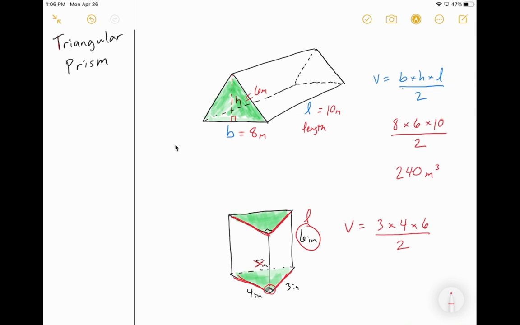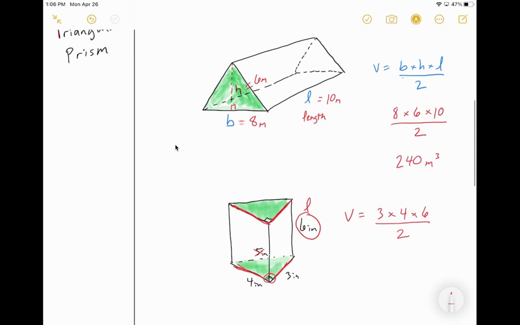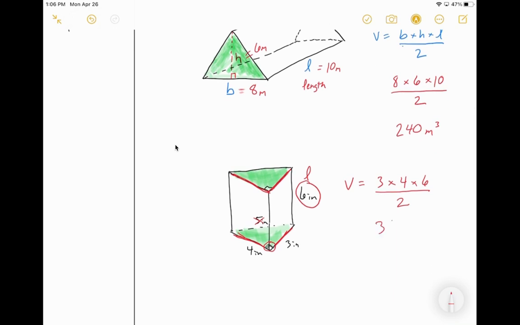Okay, put in your calculator, multiply. 3 times 4 times 6 divided by 2 is 36 inches cubed. So again, if you really want to oversimplify it, you just multiply the 3 numbers there, base times height times length, divide by 2. That's all you have to do. So it's just like the ones we did with rectangular prisms, except you have to make sure you divide by 2.